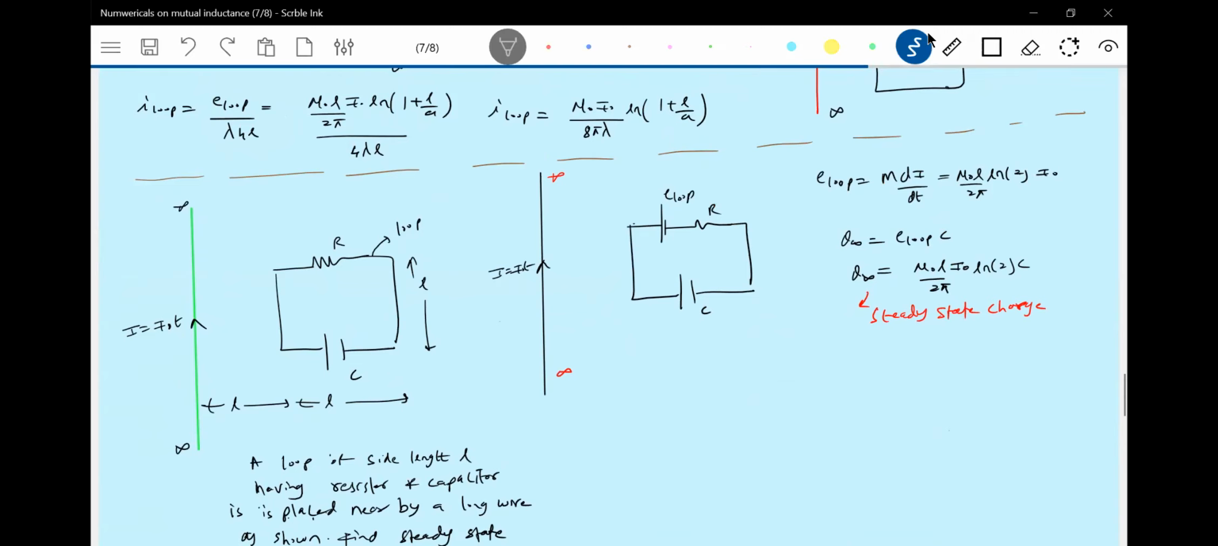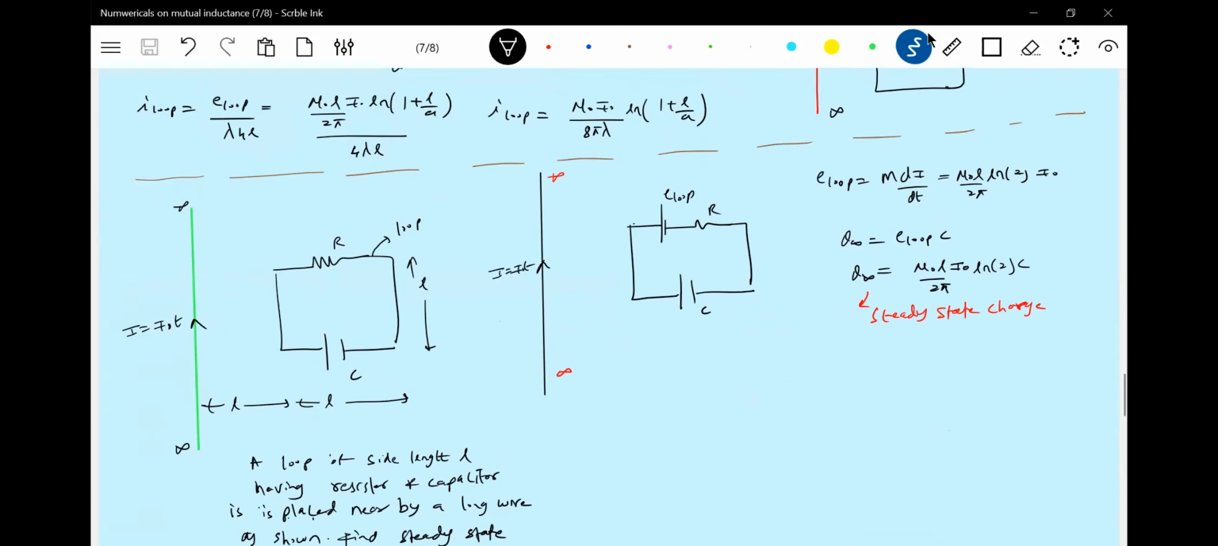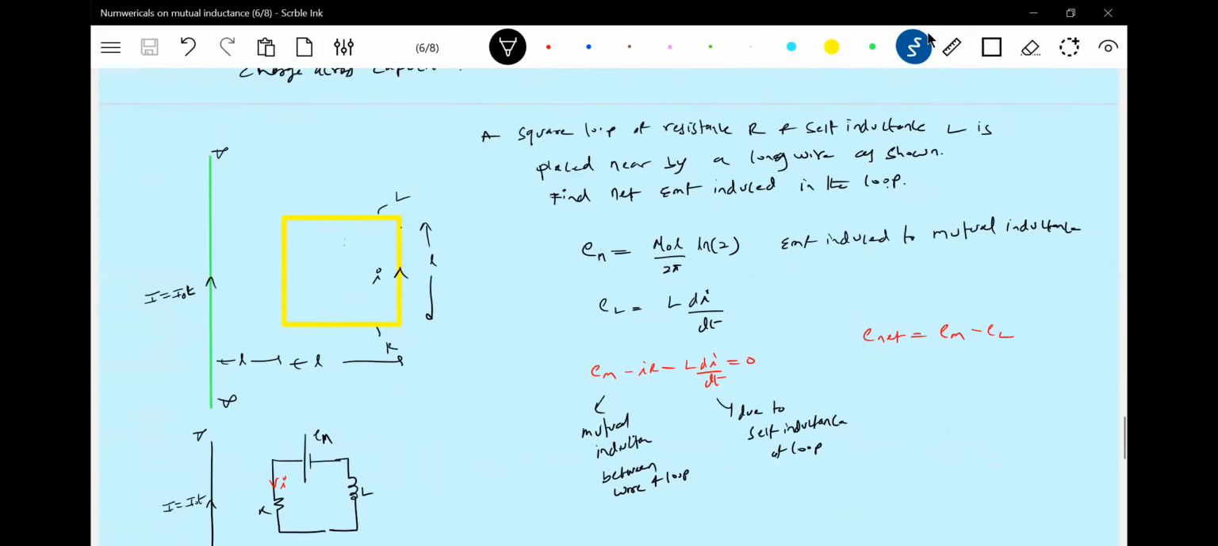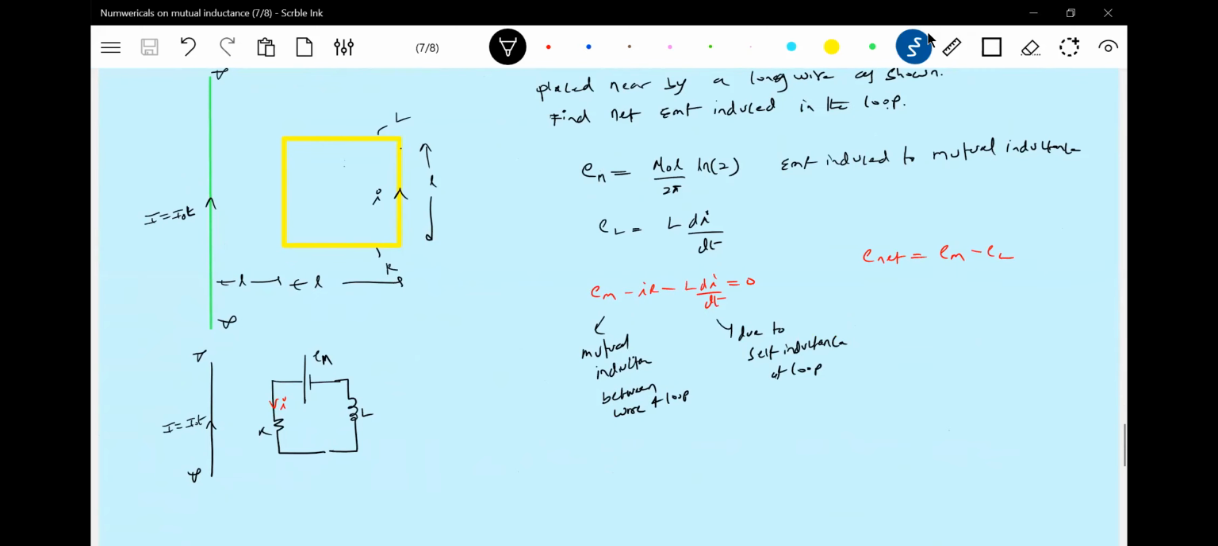Sir, EMF also. M is mu naught L by 2 pi, line 2 into. Sir, EMF of the loop, not current of the loop. Yes, EMF of the loop, L di by dt. Okay, fine, I0 will be there. Agree. Only M into di by dt I wrote, and that will become I0. Okay, fine.